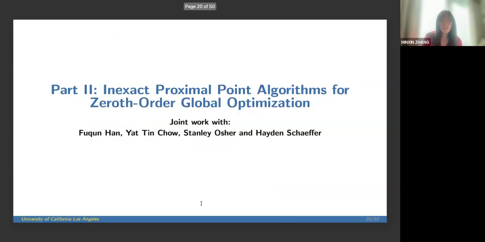Okay, if not, I can continue to the second part, which is inexact proximal point algorithm for zeroth-order global optimization. This is joint work with Fuqun Han, who is a postdoc at UCLA, and Yating Chu, who is a professor at UC Riverside, and Professor Stanley Ocean and Henry Shiver at UCLA.